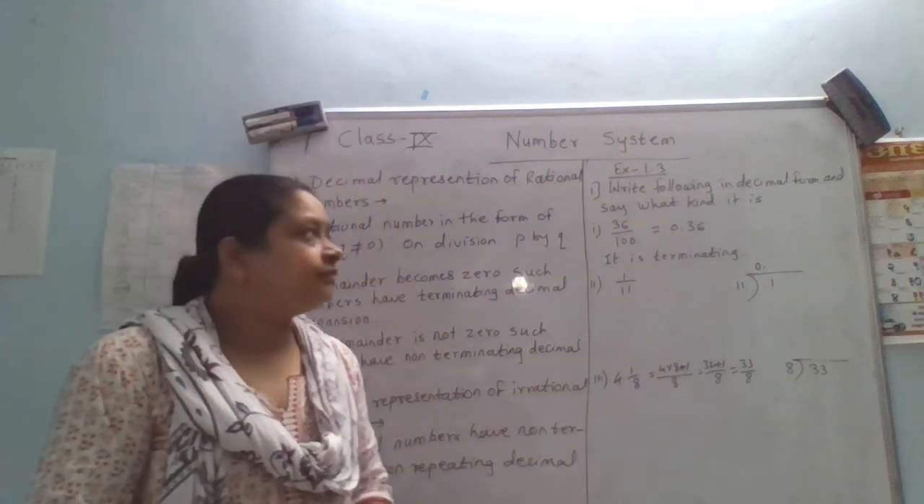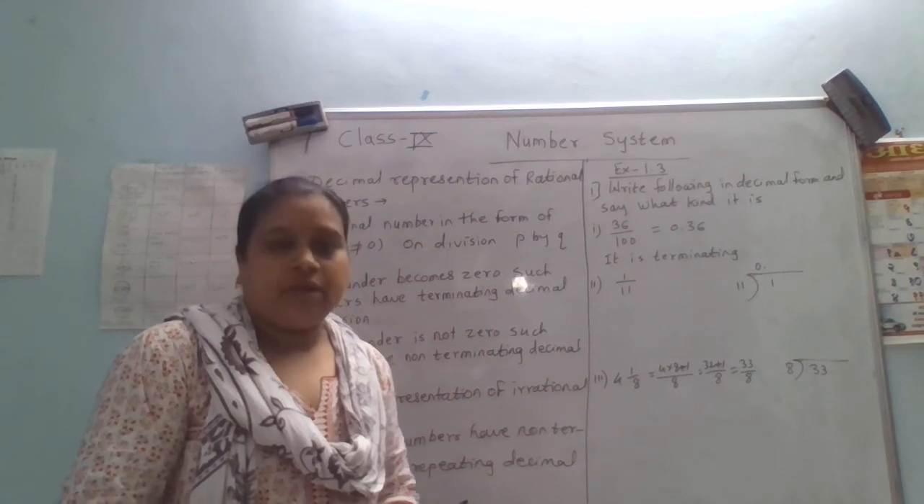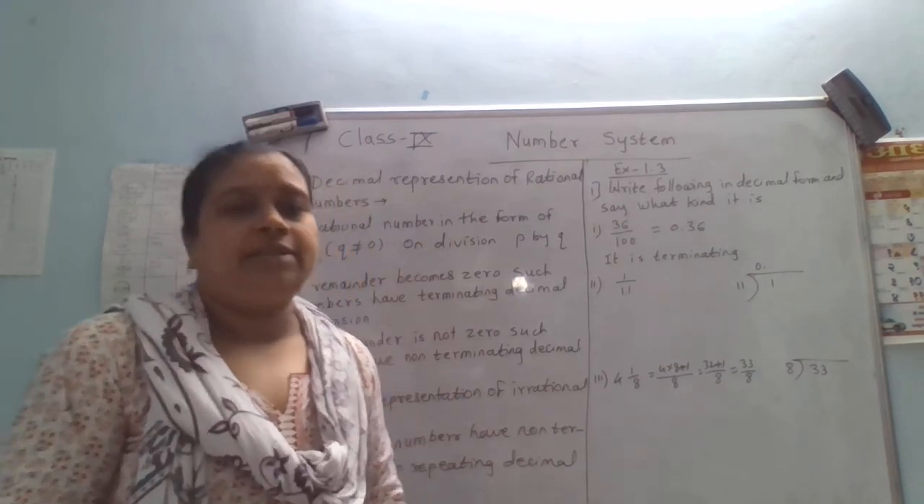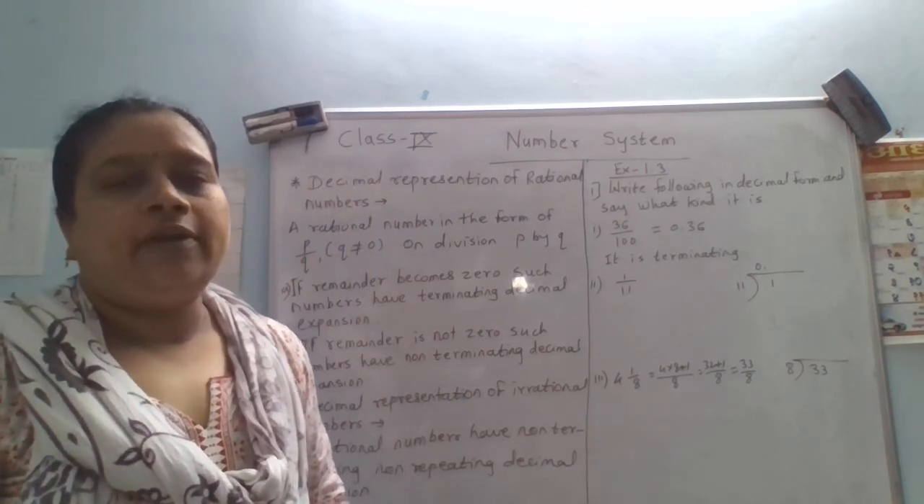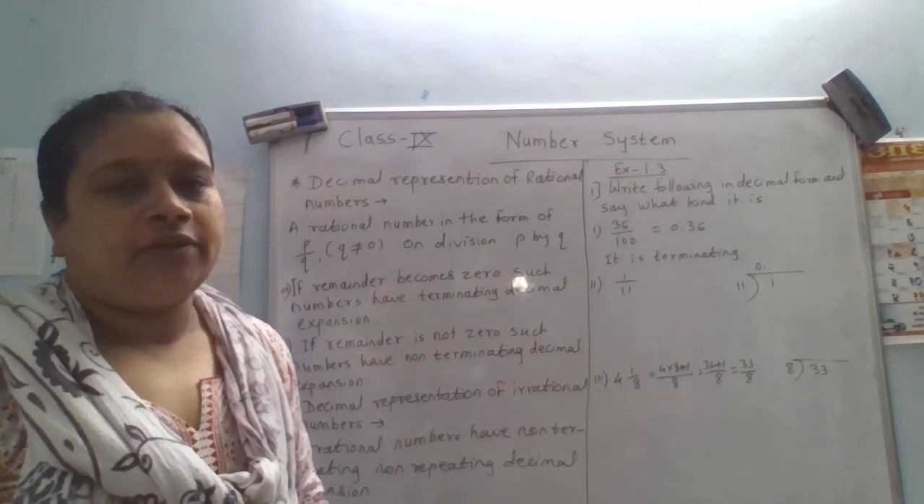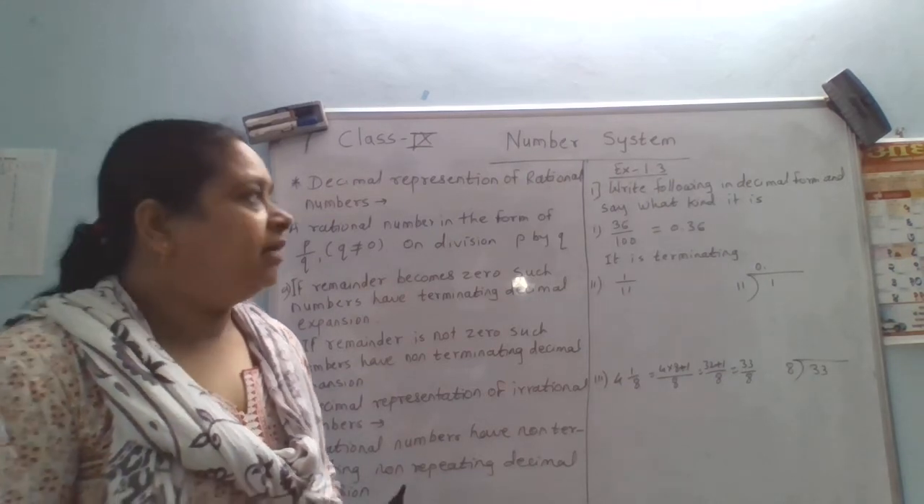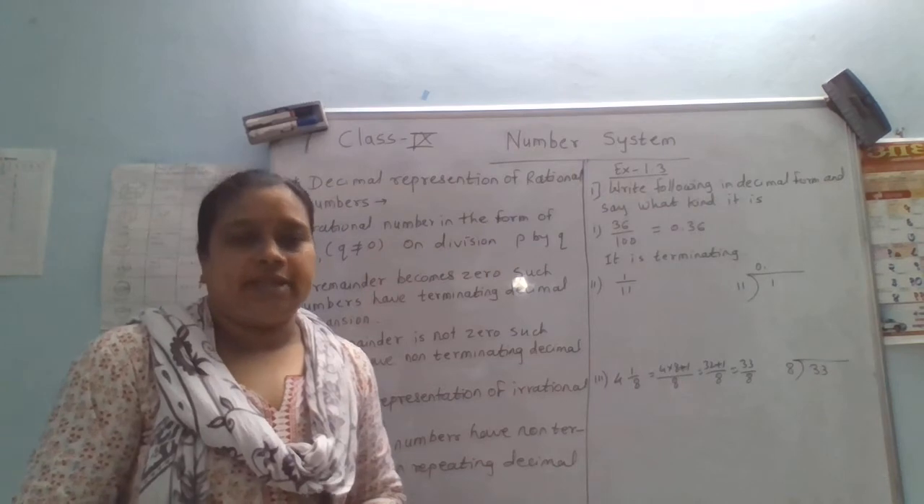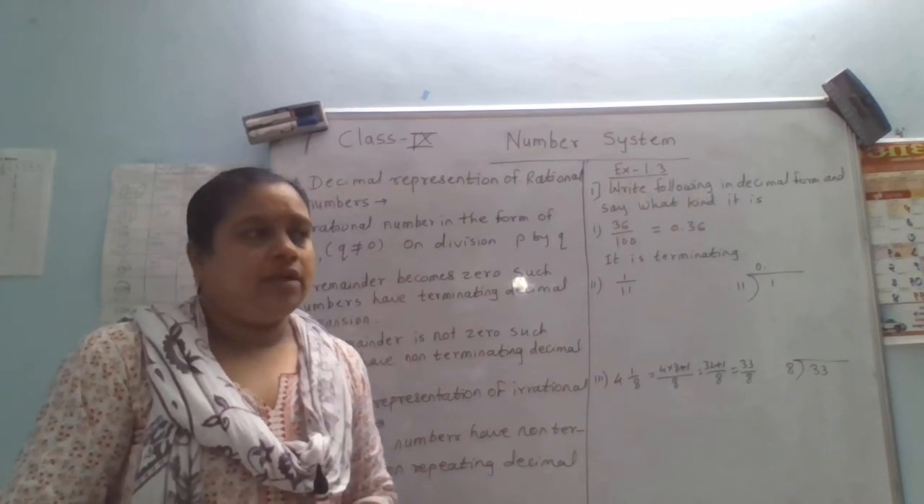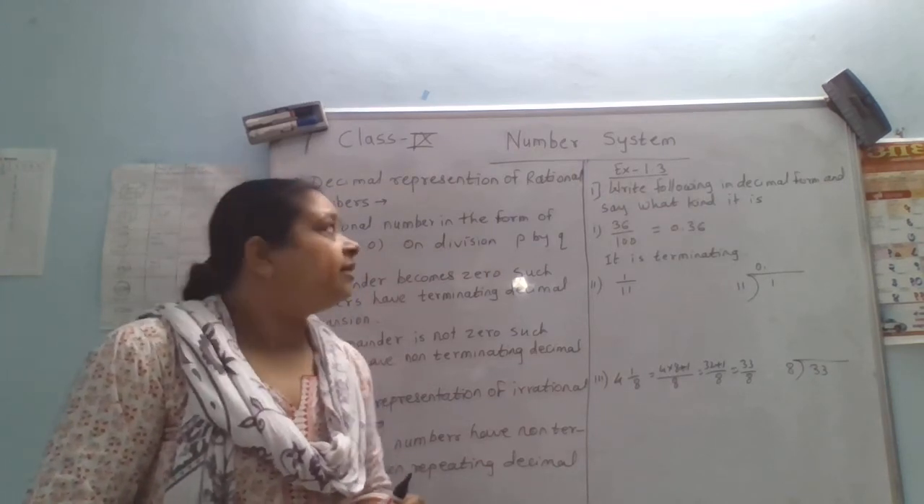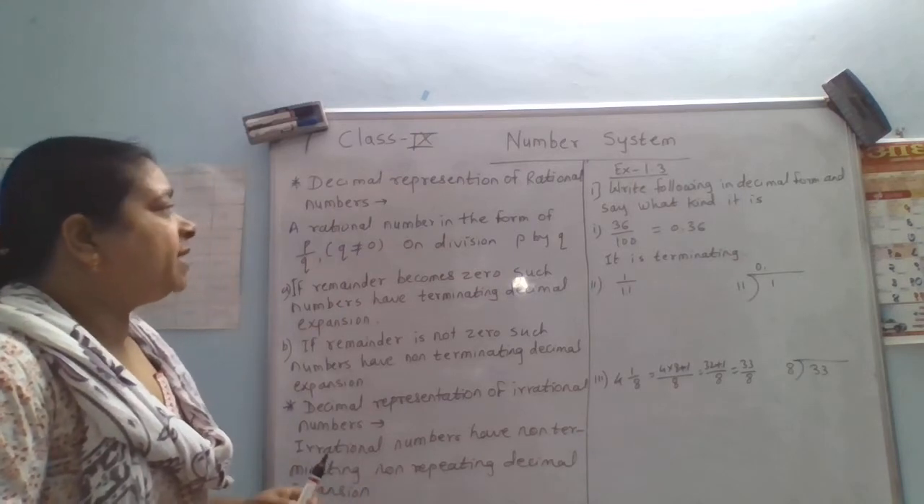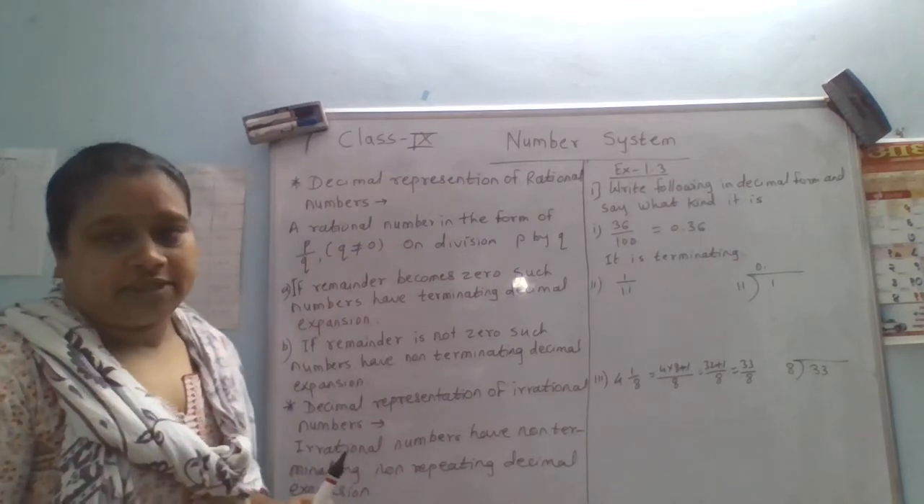Hello children. Now our first chapter of class 9 is the number system. We had already started the number system in the month of March and already finished the first two exercises. Now the next point is decimal representation of rational numbers.